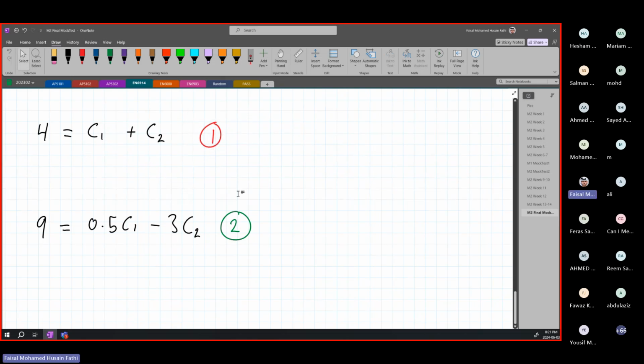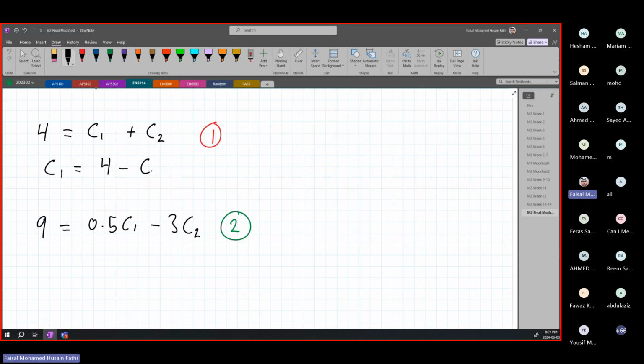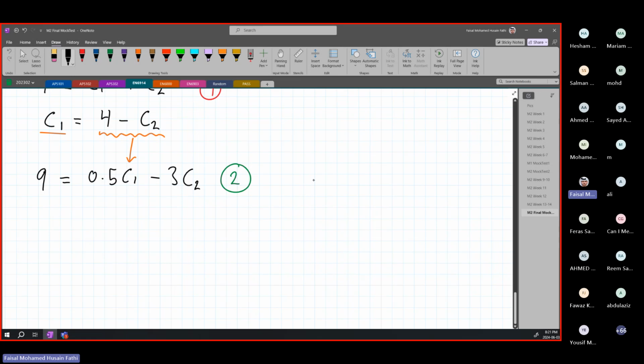So the first thing I'm going to do is I'm going to rearrange equation 1 and keep C1 by itself on one side. All right, so C1 is equal to, I take C2 to the other side, it will become 4 minus C2. All right, this is still the same equation, I just rearranged it. Now I am going to be substituting my C1 here, the value, into my equation 2. So I can solve and find the value. So it's going to be 9 is equal to 0.5.